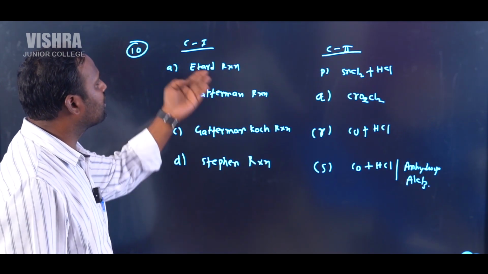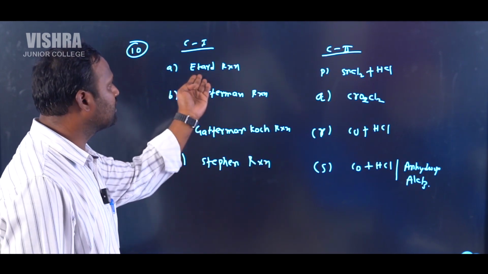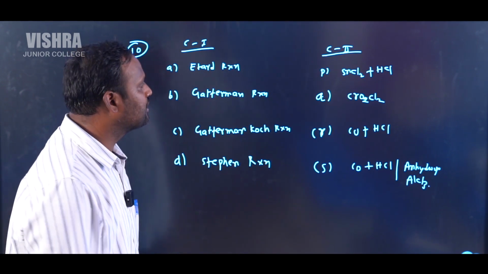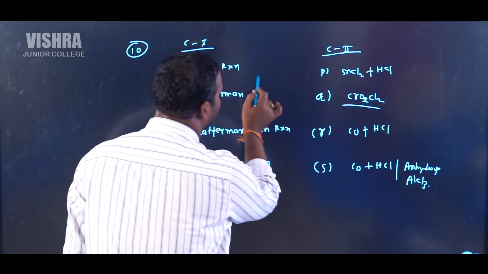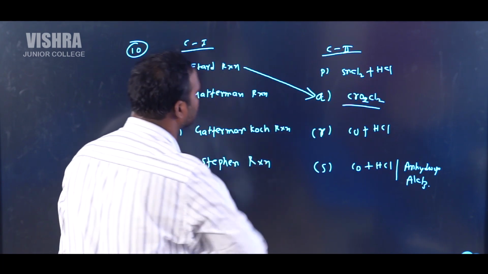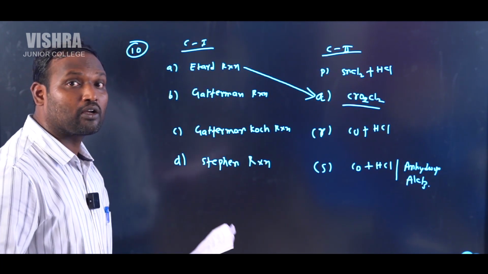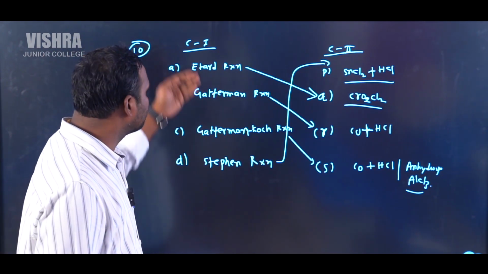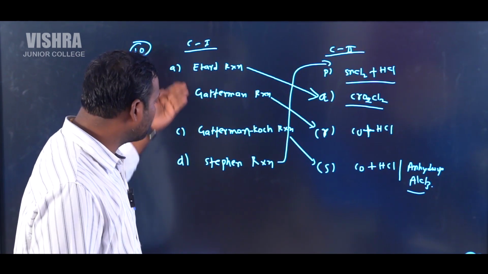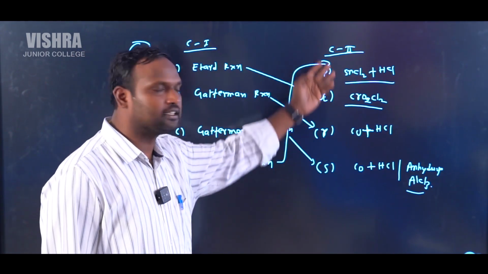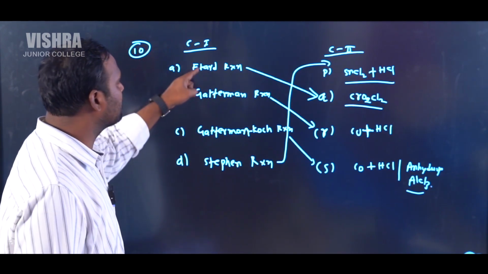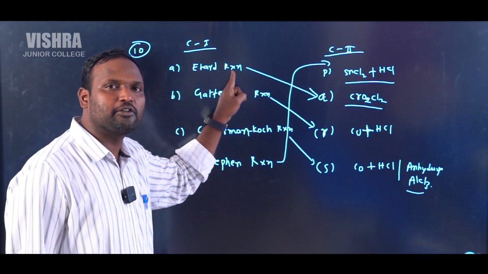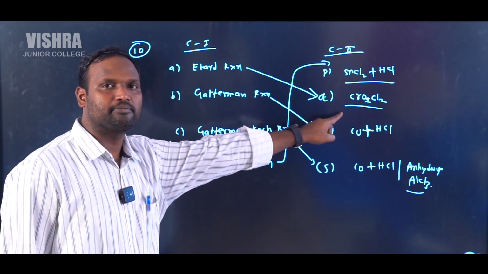Suppose you take the first option, the Etard reaction. What is the Etard reaction? In the Etard reaction, aromatic hydrocarbons are converted into benzaldehyde. So which one is the reagent in the Etard reaction? Chromyl chloride acts as the reagent in the Etard reaction. So in this case, he gave 2 different columns like this. First one contains 4 named reactions. Second column contains 4 different reagents. If you take the first one, the Etard reaction means methylbenzene is converted into benzaldehyde in the presence of chromyl chloride.